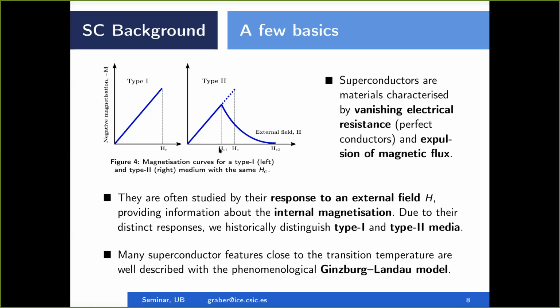Whereas in the case of type 2 media, this happens gradually, and when I sit between the fields HC1 and HC2, I have a continuous decrease in the flux overall. So this is the range where I actually have flux tubes present in the interior. Historically, there are two types of theories that people use to describe this. There's BCS theory on one hand, but very often more useful for the analysis of macroscopic behavior is the Ginzburg-Landau theory, which is relatively useful at describing the features of the system close to the transition temperature.